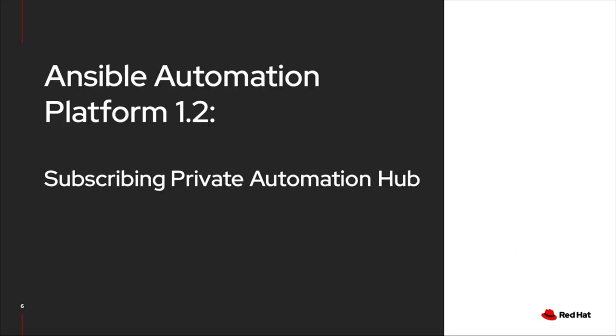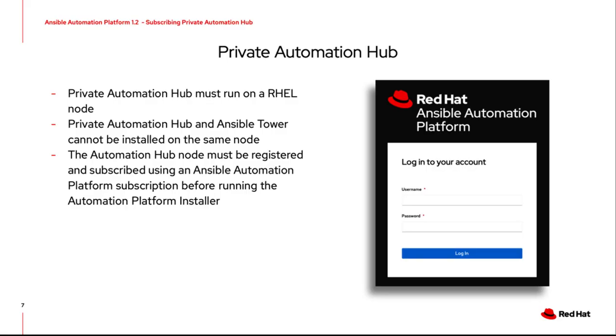Next up is subscribing the Private Automation Hub. This is a new addition to the Ansible Automation Platform installer, which now supports installing Private Automation Hub on an on-premises Red Hat Enterprise Linux node. These steps must be performed before running the Ansible Automation Platform installer. Now, this process will differ depending on whether Private Automation Hub is being installed on a node that has direct access to the Red Hat customer portal, or if the environment is managed by a Red Hat Satellite server.